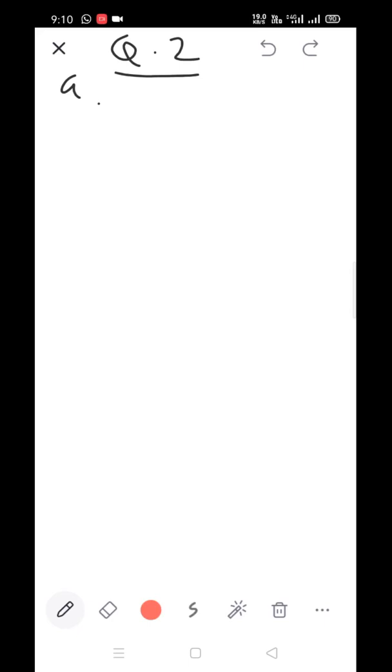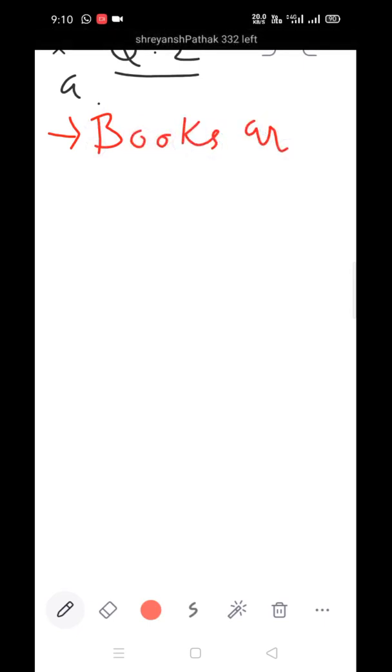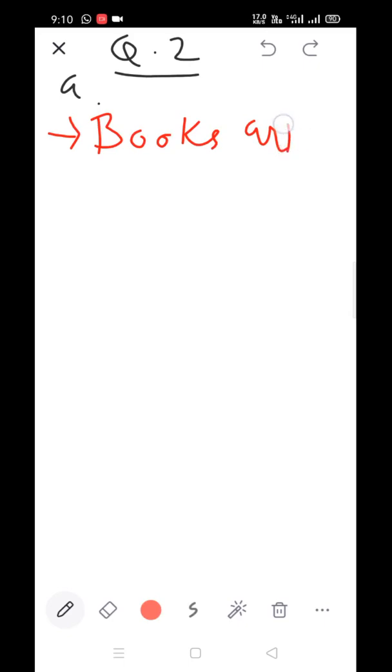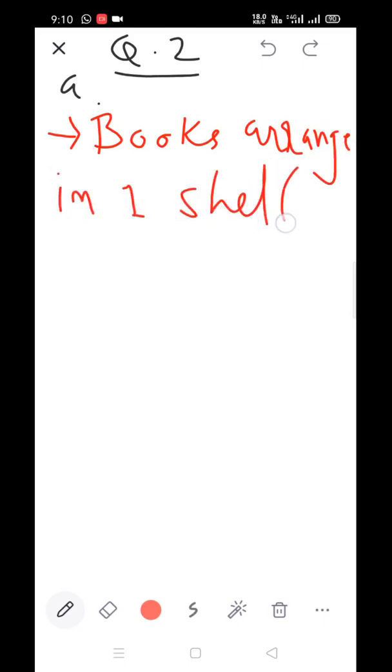So as you know, this is the story sum. You have to compulsorily write down the sentences. So firstly, books arranged in one shelf, that is the 26 books.